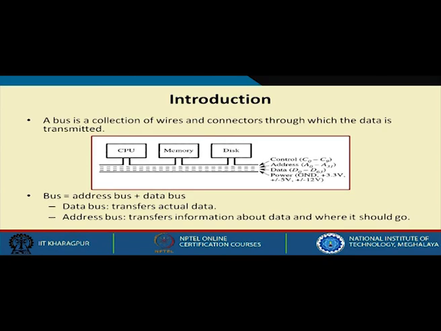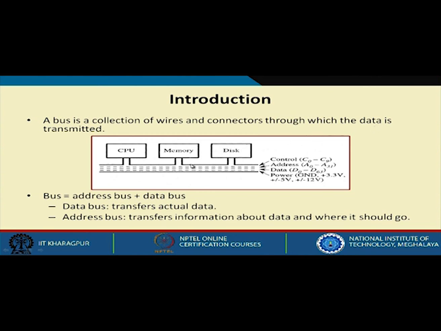Basically the bus is a collection of wires. As this diagram shows, you can have your CPU, your memory and some I/O, let us say a disk. This is a simplified diagram and this is your bus. This will be a collection of wires and connectors. Through this bus, data will flow.